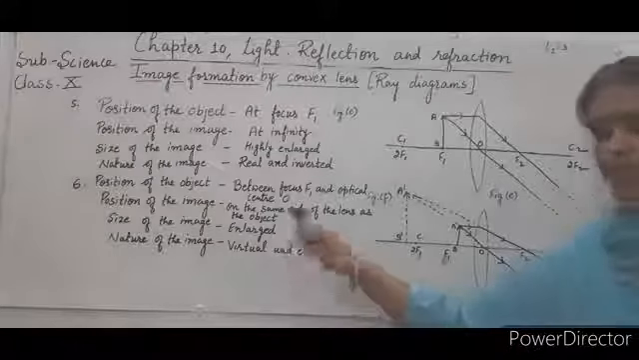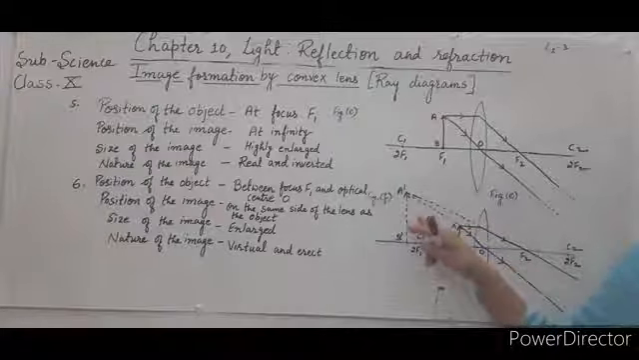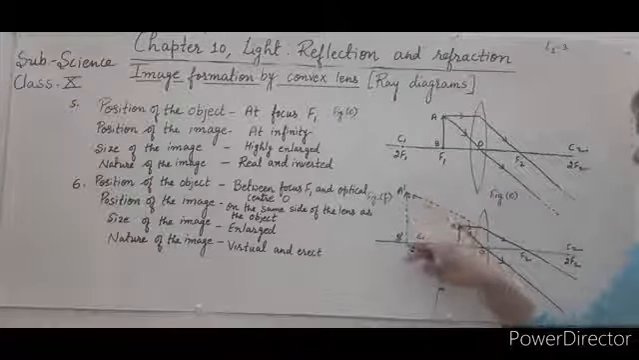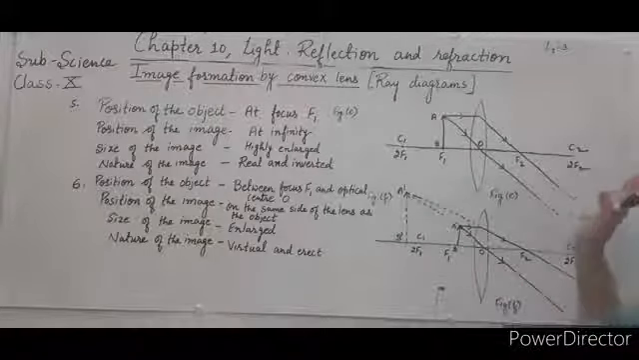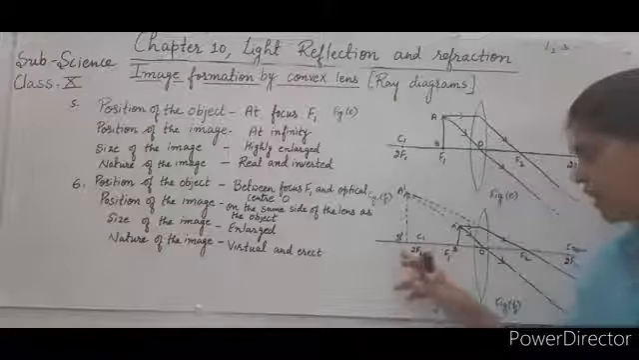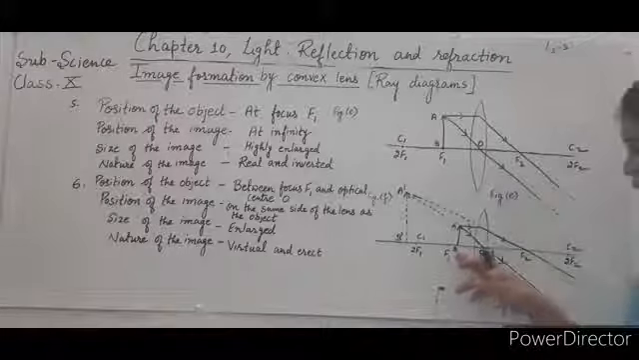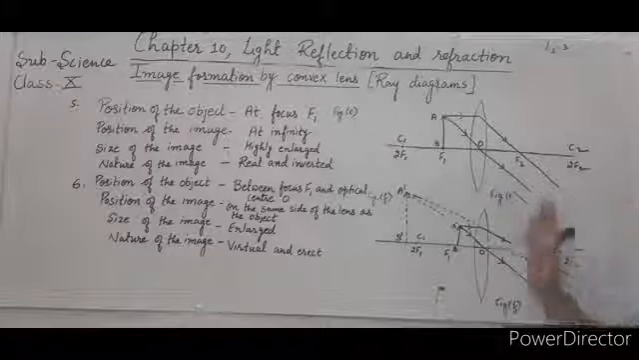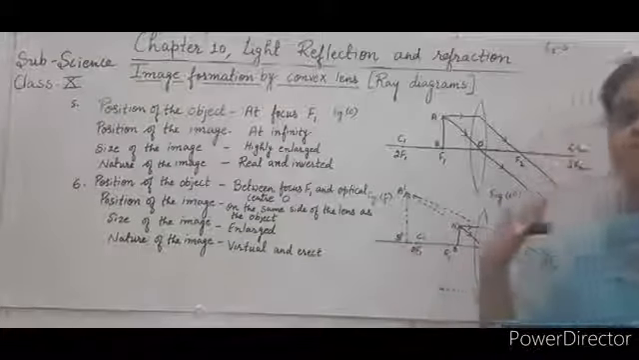Now the nature of the image. The image is virtual. It cannot be obtained on a screen, and it is formed above the principal axis, so it is an erect image. In this case we get an erect and virtual image when the object is very close to the lens, between F1 and optical center. So here we get a virtual and erect image.